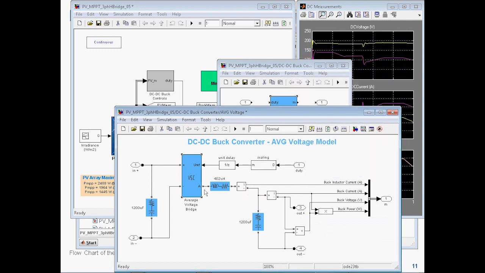The cool thing about the average voltage version is that it doesn't require a PWM high frequency switching, so I can keep my integrator in continuous time, and I don't need to implement the PWM frequency. So this model can run very fast. Not only that, but it's also linearizable. These blocks are linearizable. It's just a power equivalency.